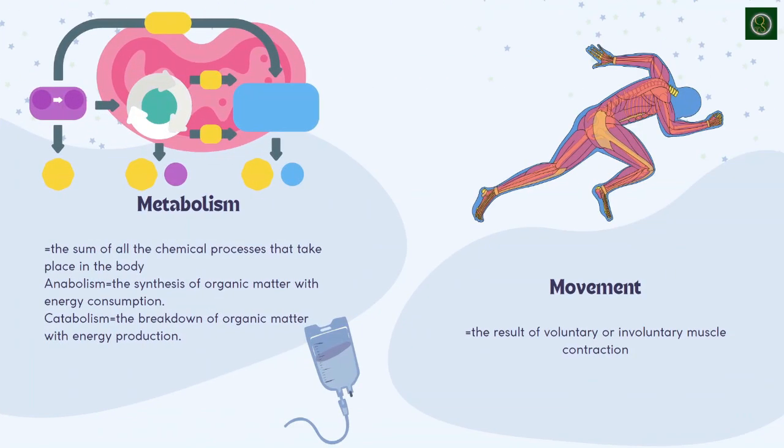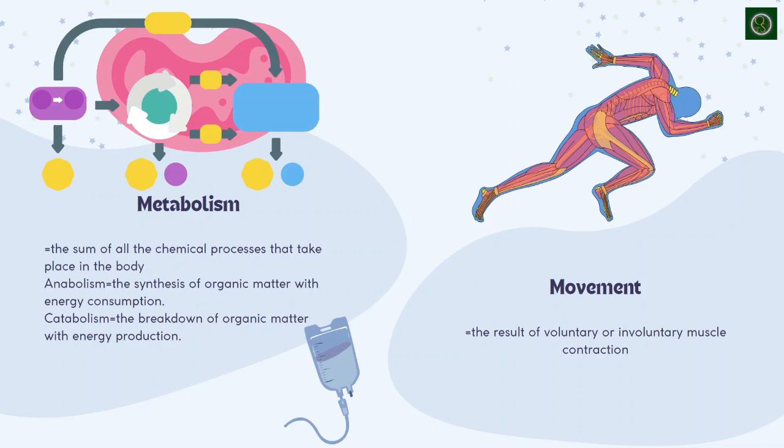Functions. Metabolism is the sum of all chemical processes that take place in the body. It can be anabolism or catabolism. Anabolism is the synthesis of organic matter with energy consumption. Catabolism is the breakdown of organic matter with energy production.